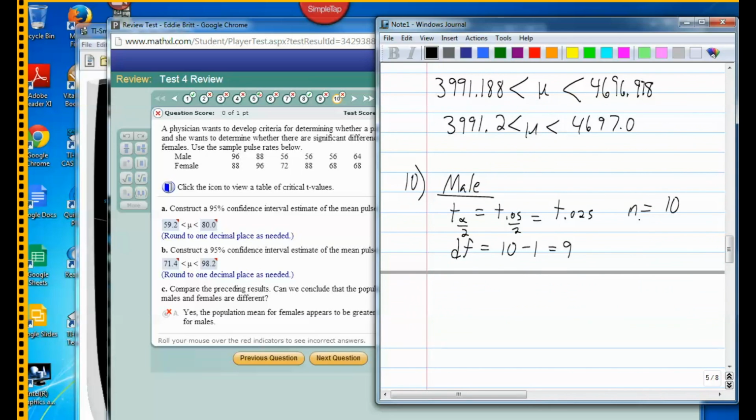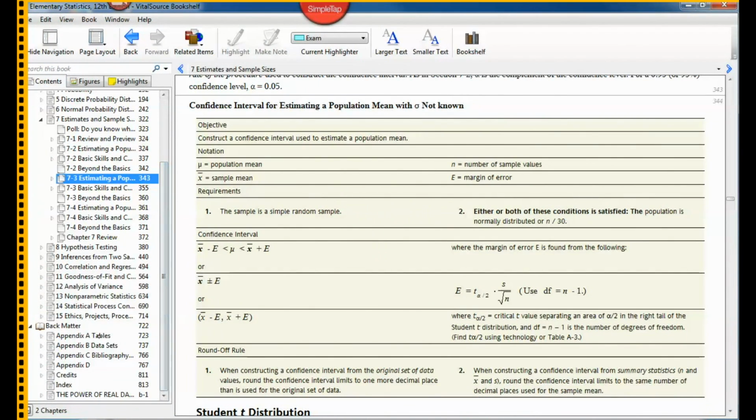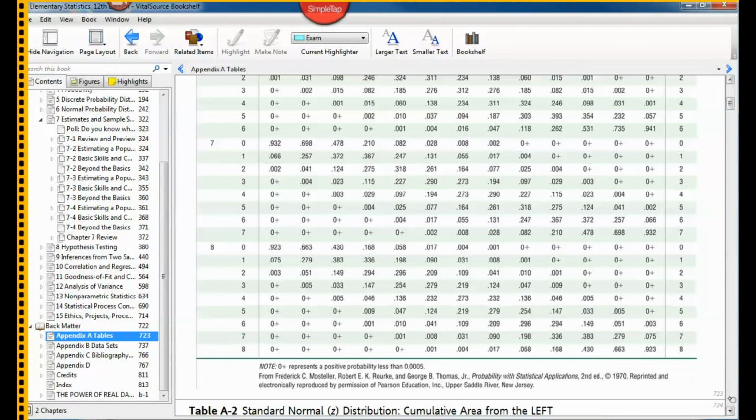What else do I need? I need the actual critical t-score, and I need a sample standard deviation. And I should be good to go. I should be able to calculate my standard deviation. Let me go ahead and find the critical t-score before I start playing on the calculator. So I need to go to the table. Remember, it's right after the z-score table in Appendix A.